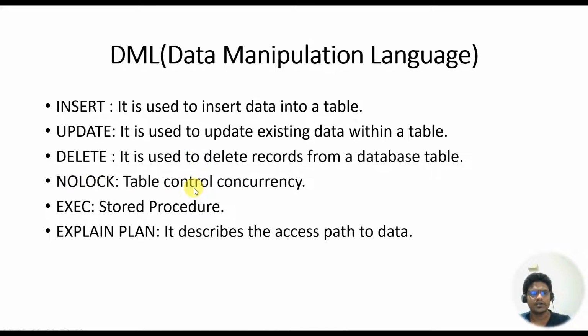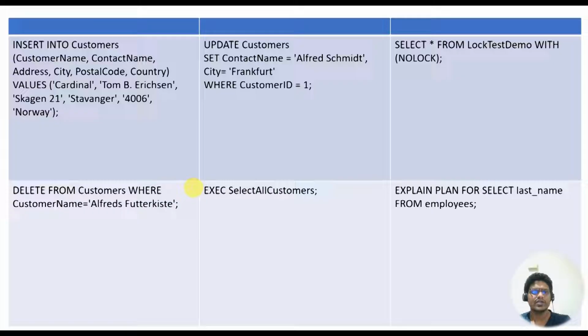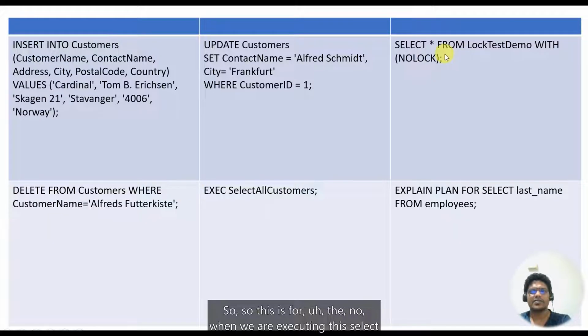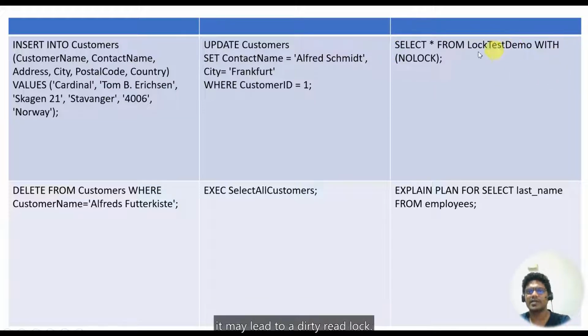And the no lock. Basically it is used for table concurrency control. When we are executing this select statement with no lock, it will not put any lock on the table, so there is no problem to other processes. Other processes can still read the data from this table, but it may lead to a dirty read.